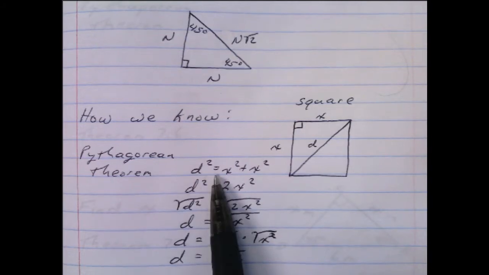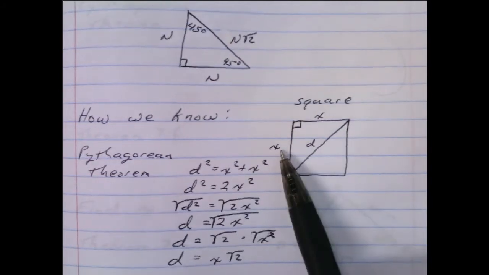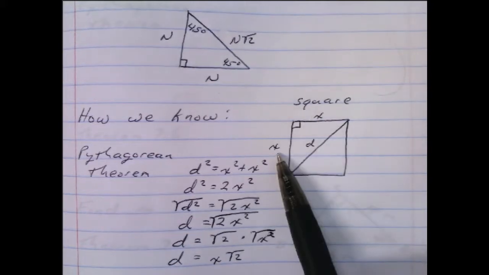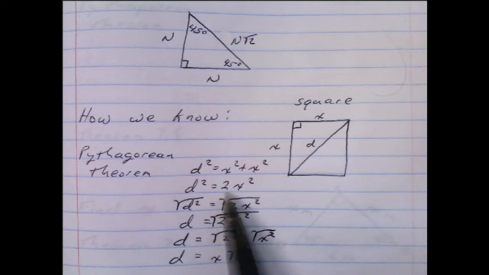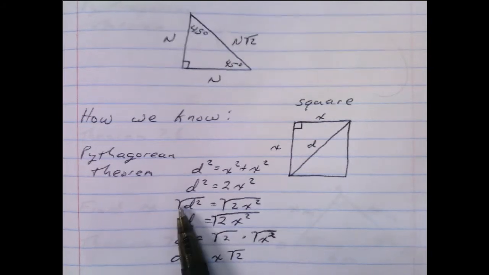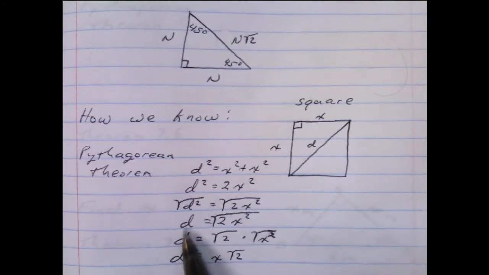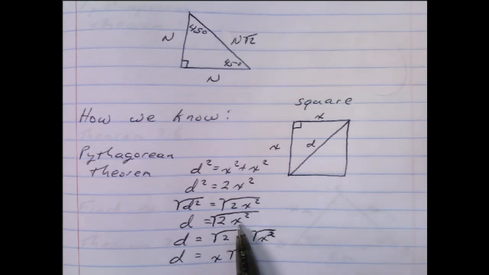So we have d squared equals x squared plus x squared. So we have a and b, which would have been in our original Pythagorean theorem. So then we have 2x squared equals d squared. So then we keep going to simplify. We take the square root of both the left and the right. We end up with d equals the square root of 2x squared.